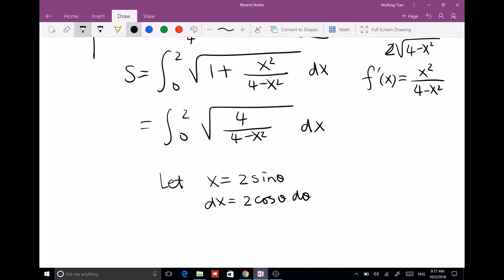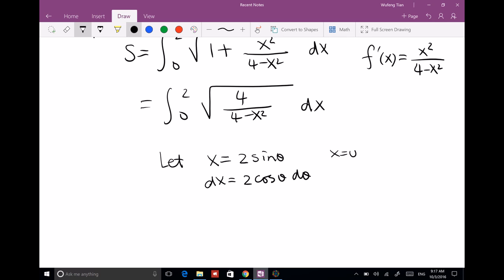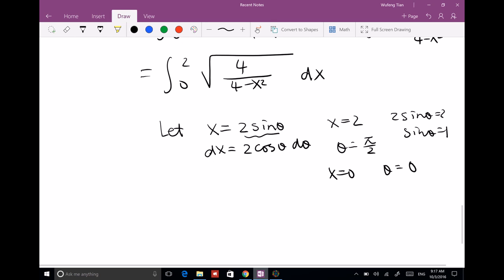Now I change the boundary. When x equals 2, then 2 sine theta equals 2, so sine theta equals 1 and theta equals pi over 2. That makes sense, right? When x equals 0, theta equals 0. Okay, so now I'm done with the boundary, so it's just from 0 to pi over 2.